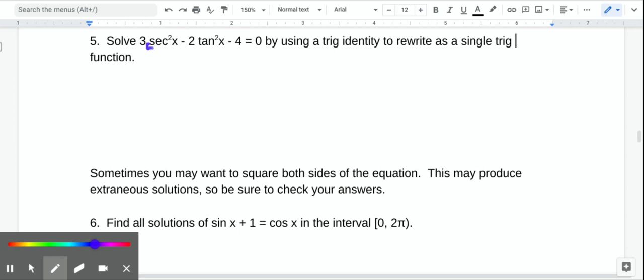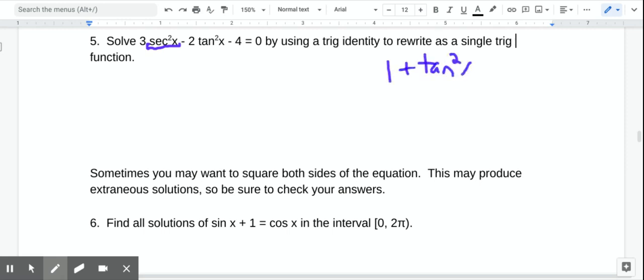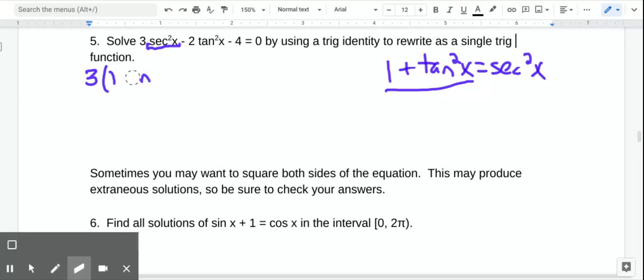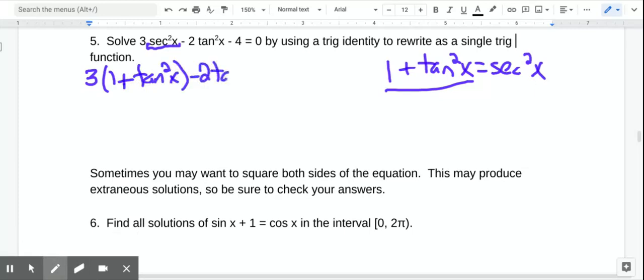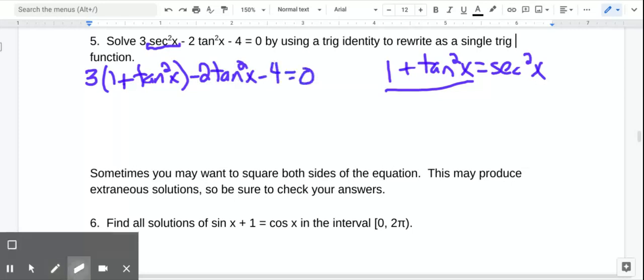So what we want to do is use one of our trig identities to make a substitution. I am going to replace secant squared using my second Pythagorean identity. So remember that was 1 plus tangent squared x equals secant squared x. So I'm going to replace the secant squared x with 1 plus tangent squared. So this equation becomes 3 times 1 plus tangent squared x minus 2 tangent squared x minus 4 equals 0. So just using that Pythagorean identity, we'll get everything in terms of tangent.